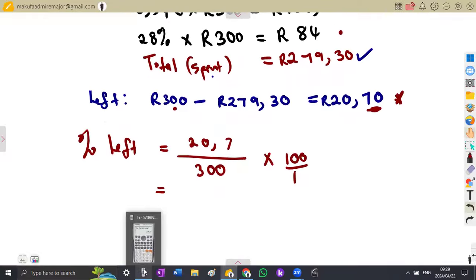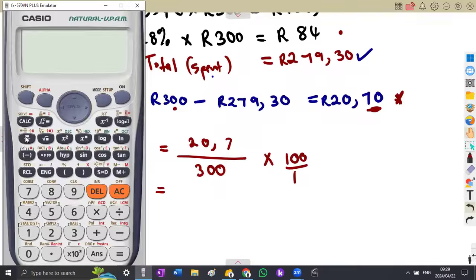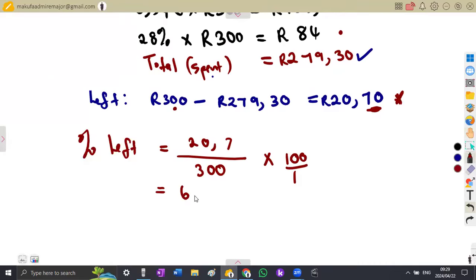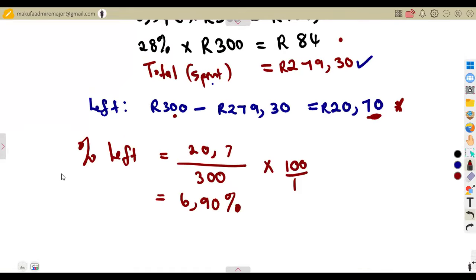That is 100%. So that is what we're going to do. 20,7 over, we divide by 300. Then whatever you get, you multiply by 100%. So that is going to be 6,9. Meaning Elvis is left with 6,9. To 2 decimal places, that is 6,90 as per the instruction of our question paper, or you can just leave it as 6,9.